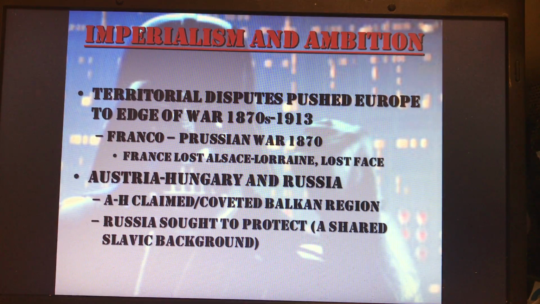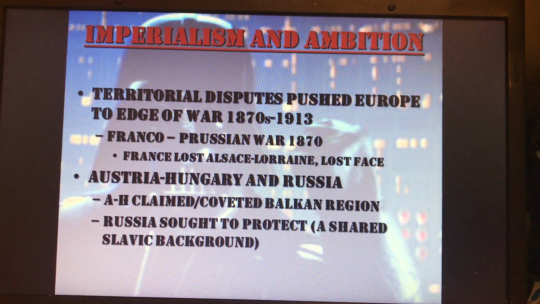Now, as mentioned a little bit earlier, territorial disputes pushed many nations to the edge of war between the 1870s and 1913. In fact, France and Germany did go to war back in 1870. The French lost. At the time, the Prussians were the most dominant of the Germanic kingdoms or large territories of Germany. And so they beat France and forced France not only to pay money, but France lost Alsace-Lorraine, one of their highly coveted territories.